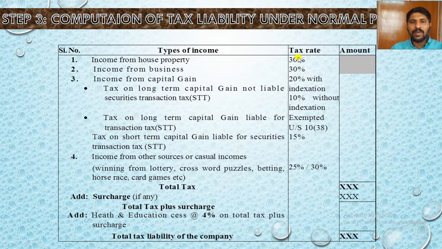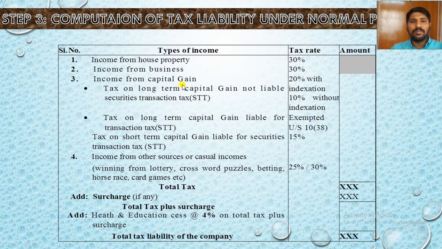Serial number, type of income, tax rate, amount. It is not necessary to write this, but only for your purpose I have given this column. Income from house property: the rate of tax for the present previous year is 30%. Next, income from business: 30% or sometimes 25% also. If the gross turnover is less than 250 crores, the rate of tax for a domestic company is 25%, otherwise 30%. If the gross turnover is more than 250 crores, the rate of tax is 30%.